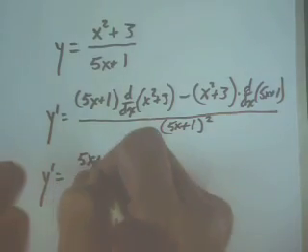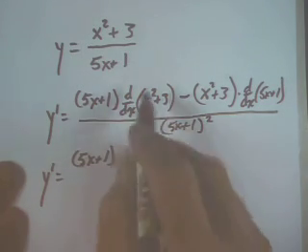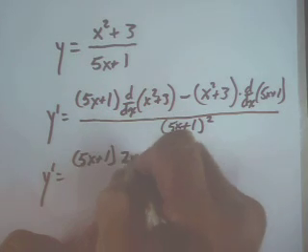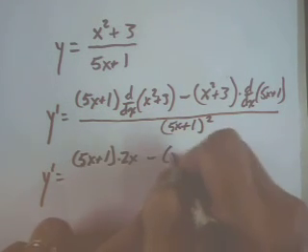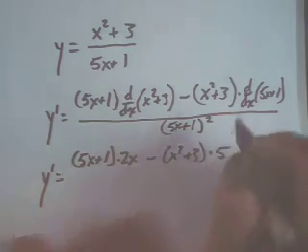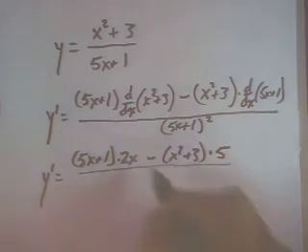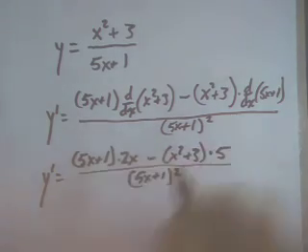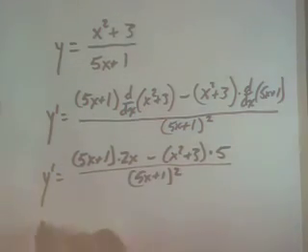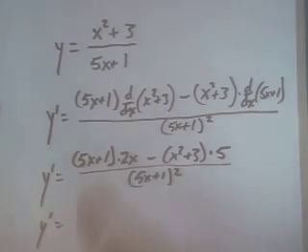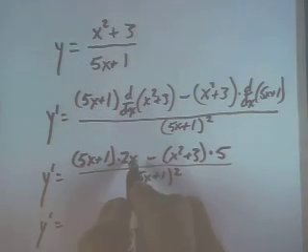This is 5x plus 1 times the differentiation of x squared plus 3, which is 2x, minus x squared plus 3 times 5, over the square of what's below, 5x plus 1 squared. We'll prettify this a little bit, but we're already pretty much at the answer, but we will simplify and see if there's a way to reduce the fraction.